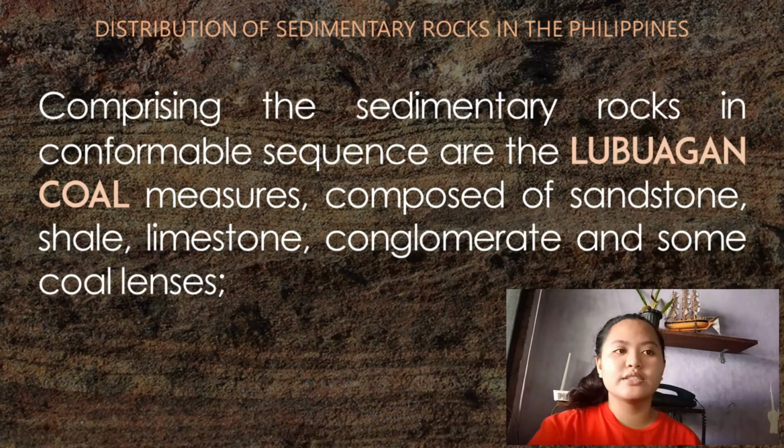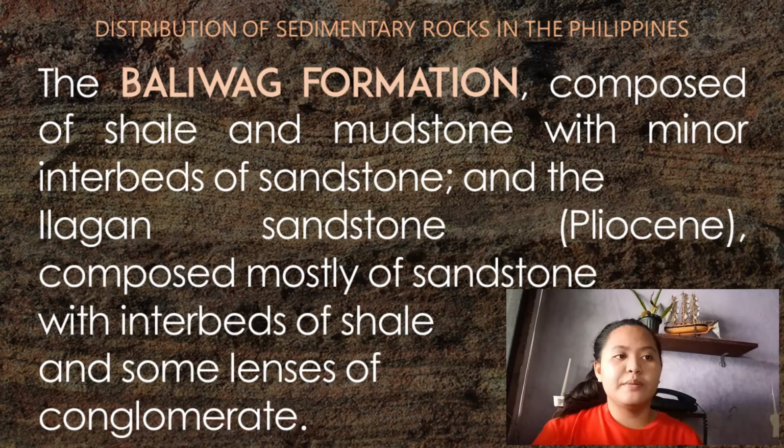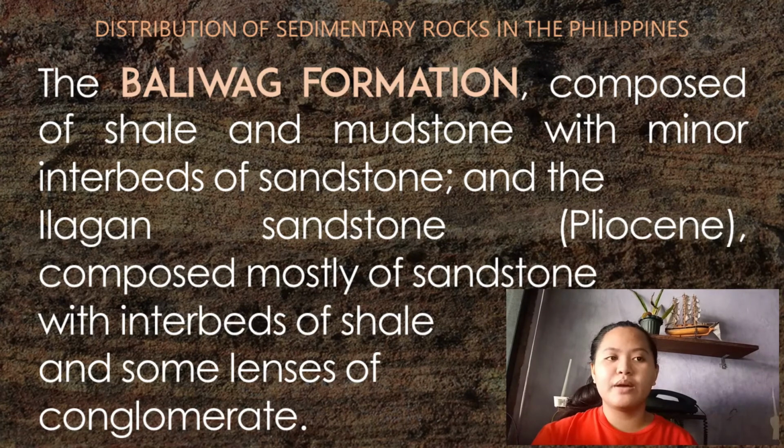Comprising the sedimentary rocks in conformable sequence are the Lubagan coal measures composed of sandstone, shale, limestone, conglomerate, and some coal lenses. The Calao Formation, subdivided into a limestone and plastic members, composed of coralline limestone, sandy limestone, and interbedded sandstone, shale, and conglomerate. The Baliwag Formation, composed of shale and mudstone with minor interbeds of sandstone, and the Ilagan Sandstone Pliocene, composed mostly of sandstone with interbeds of shale and some lenses of conglomerate.